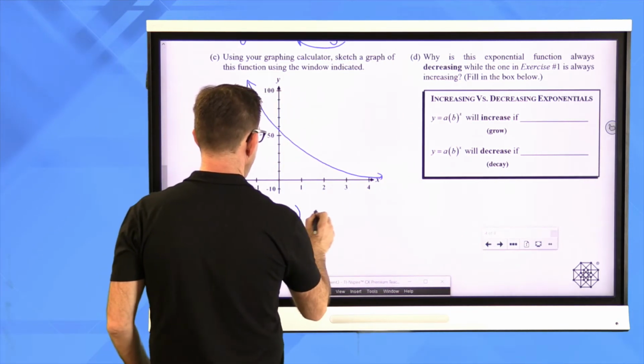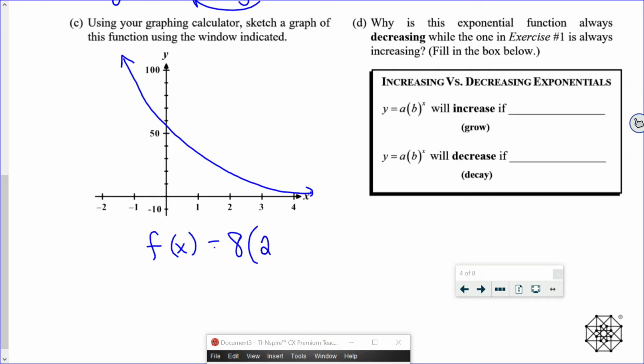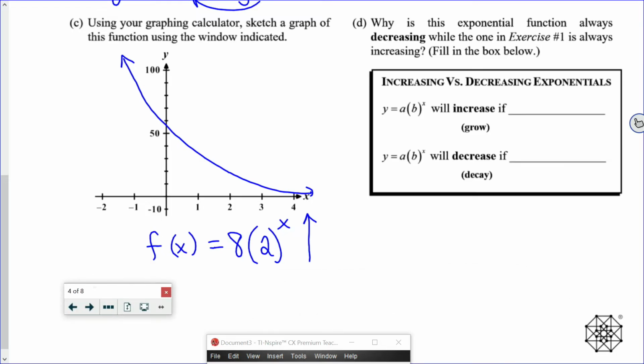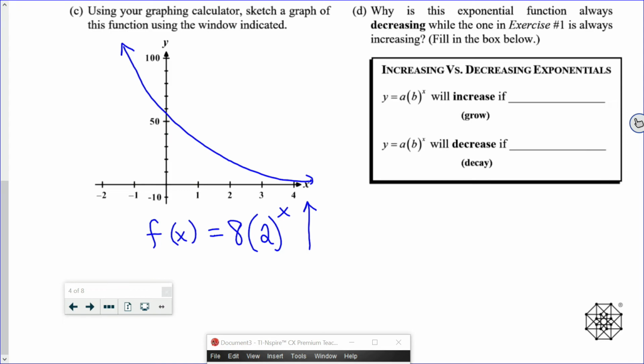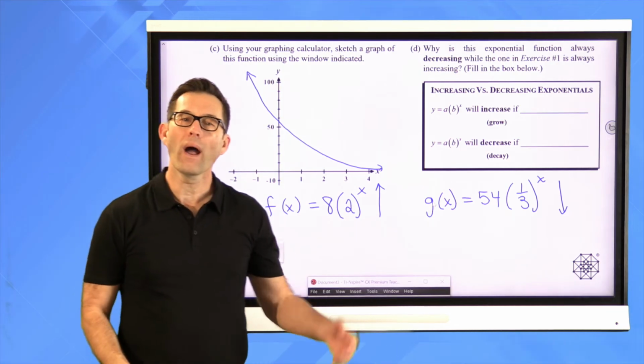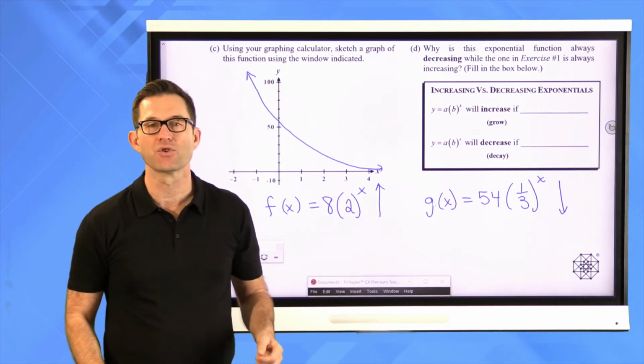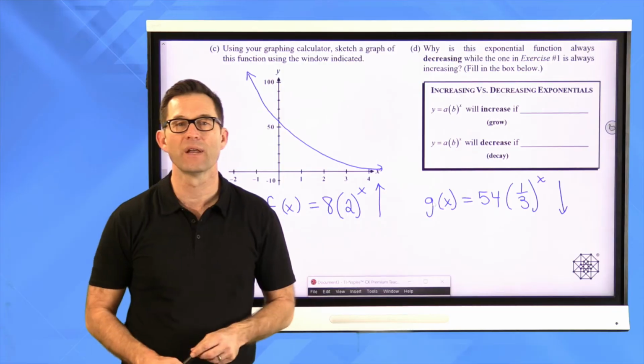In the first problem, we had f of x equals 8 times 2 to the x, and this was a function that was increasing. All right, in this particular problem, I probably used f of x again. No, I used g of x. Fantastic. In this problem, I had g of x equals 54 times 1/3 to the x, and that was decreasing. So why was this an increasing exponential function and this was a decreasing exponential function?